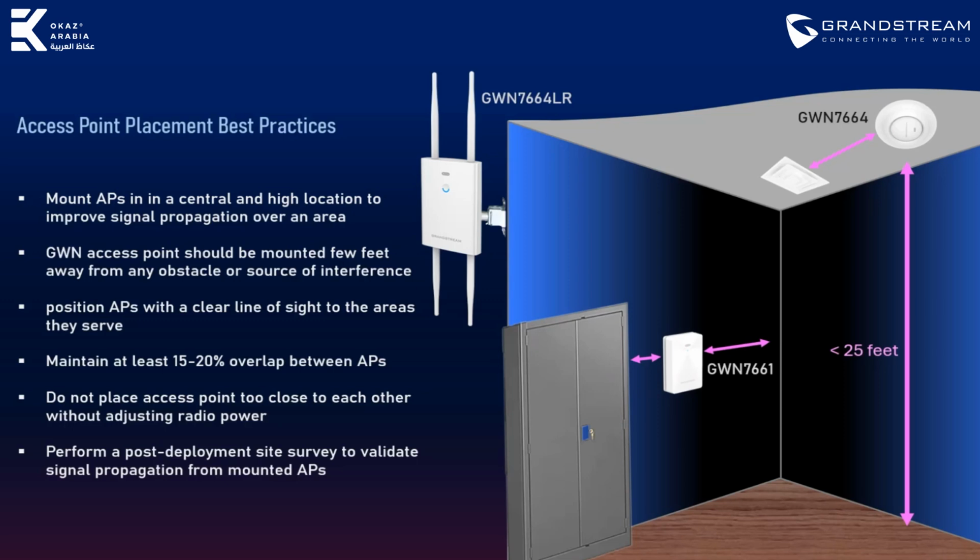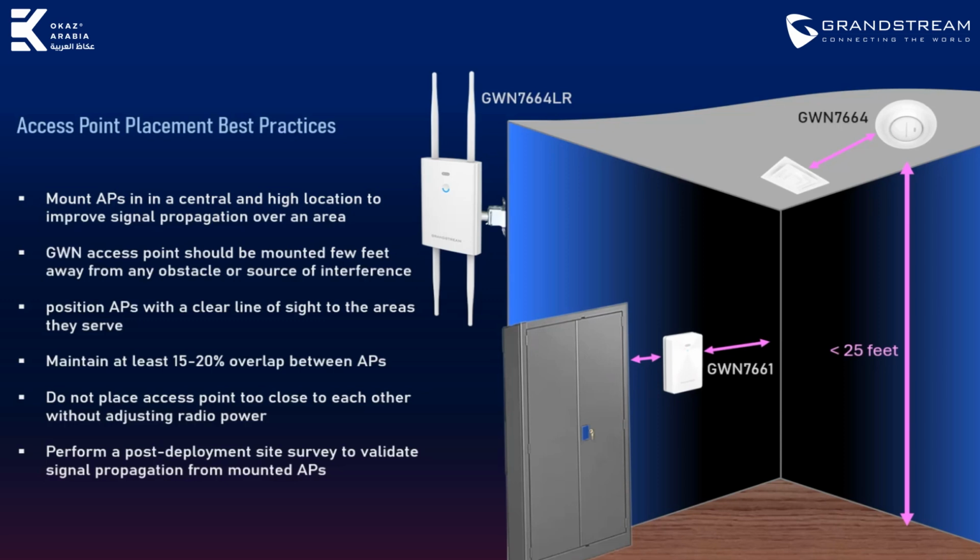In a situation where the ceiling is too high, the indoor access point can be mounted sufficiently high on a wall. Avoid placing access points near materials or objects that can obstruct or attenuate the signal. Whenever possible, position access points with a clear line of sight to the areas they serve. This reduces signal degradation and helps maintain consistent coverage. Obstructions like furniture, walls, or large equipment can cause the signal to scatter or weaken, leading to poor performance.